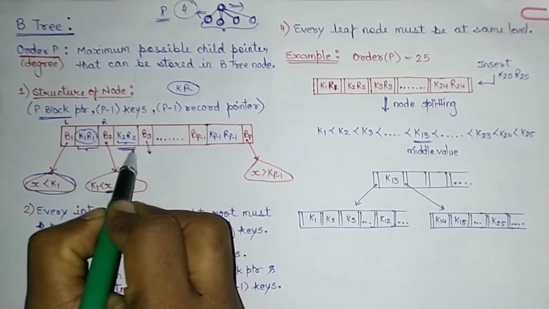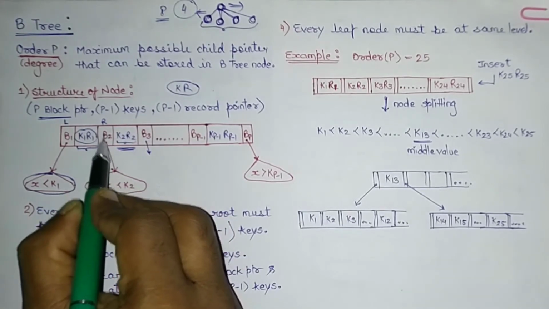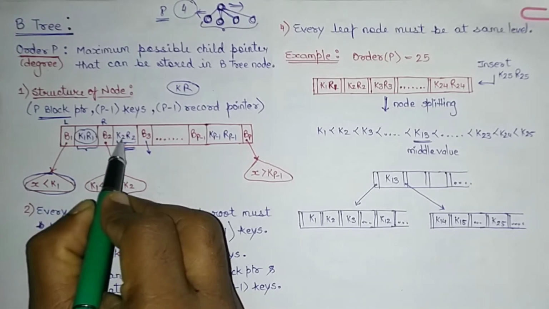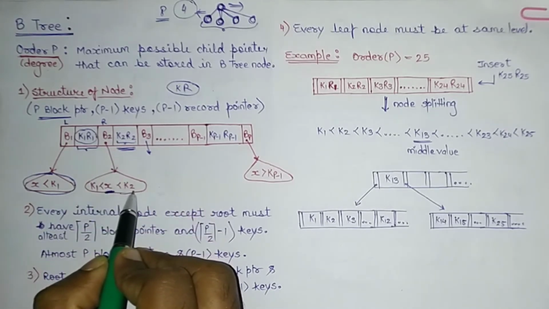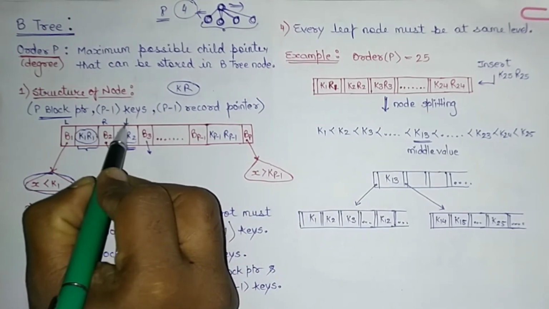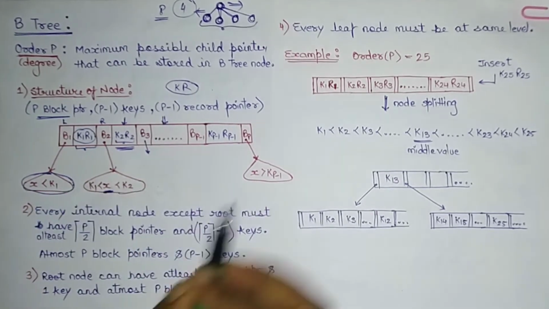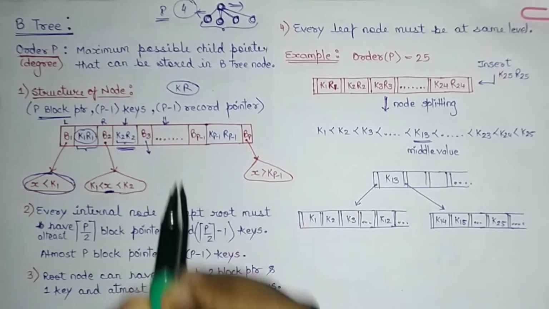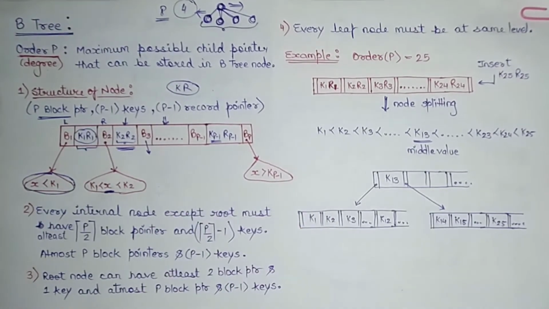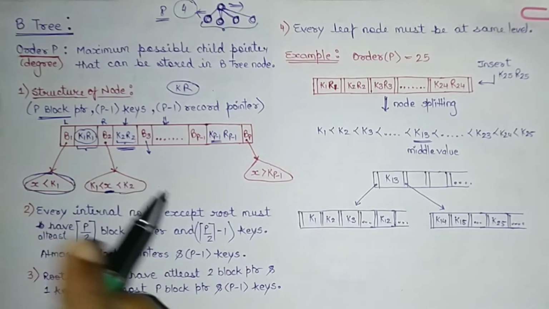Similarly, if I talk about B2, all the values in the corresponding block should have key values less than K2, right? Similarly here we'll be having the values between these two keys, and for the last one we'll be having key values greater than K P minus 1. We will be understanding this with the help of an example also, don't need to worry about that. This is just a structure.